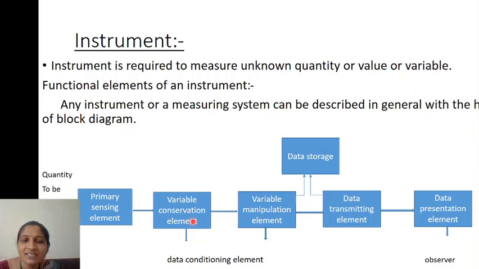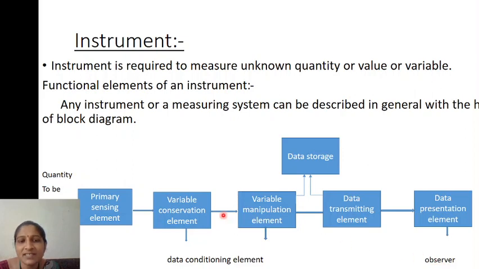After that variable conversion element, it is given to the variable manipulation element. So that variable is manipulated, and if you want to store that data, it can be given to the data storage. And if you want to transmit the data somewhere, it is given to the data transmitting element. From the data transmitting element, it is given to the data presentation element. This data presentation element is nothing but the output screen where you will be seeing the output, so that the output can be observed by the observer.